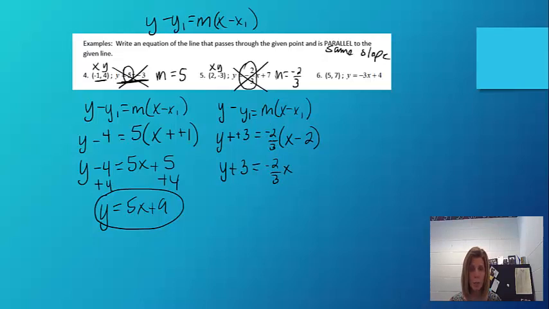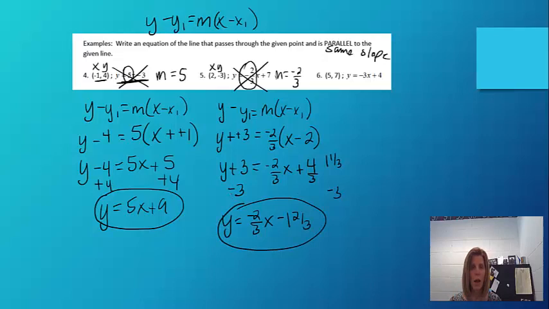And now here it gets a little tricky, so grab that calculator out. Negative 2/3 times negative 2 will be positive 4/3, or your calculator might give you 1 1/3. Okay, so then from here, we are going to get rid of that plus 3, we will subtract 3. So I'll get y equals negative 2/3 x, and then 1 1/3 minus 3 will actually be negative 1 2/3. So that would be the equation of my line.